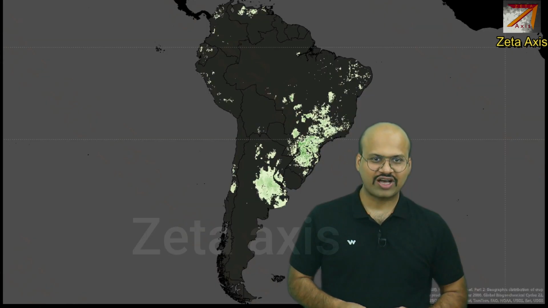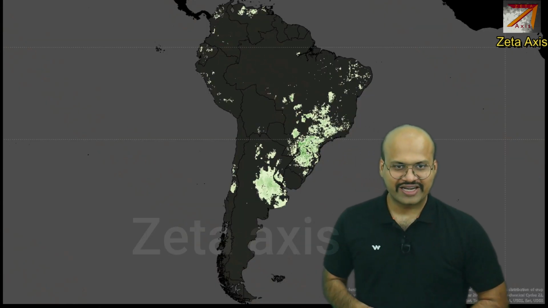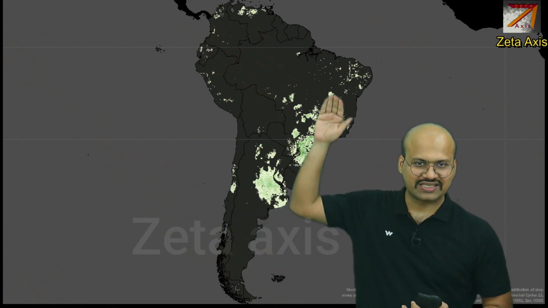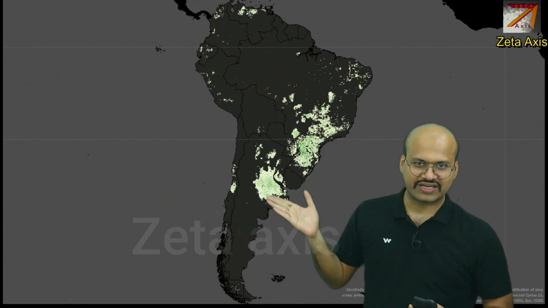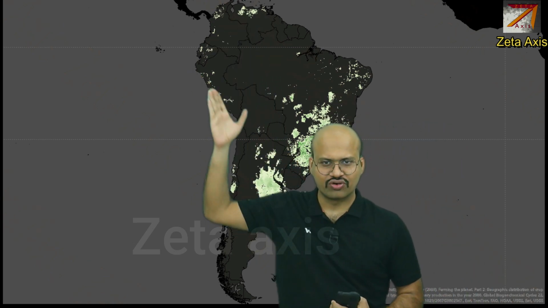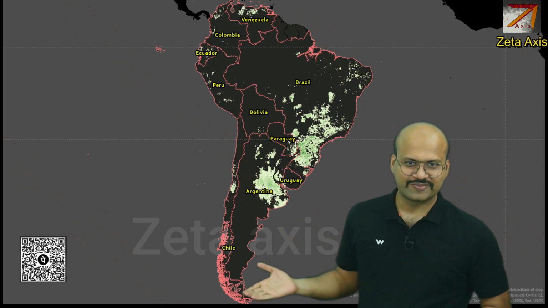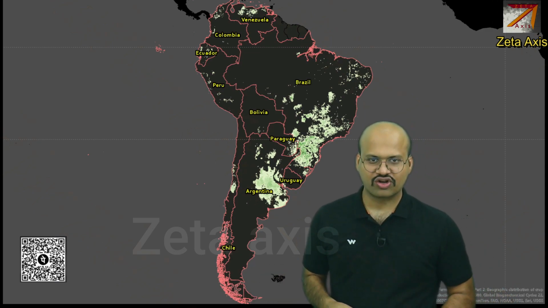Now let's see maize production in South America. Here we can see that the production of maize is again confined to the eastern coast, mainly the southern states of Brazil and the northern states of Argentina, as well as some areas on the western coast. Here are the countries which produce maize in the South American continent.